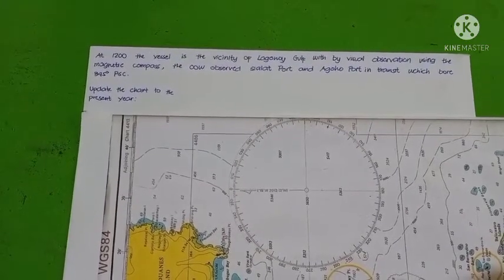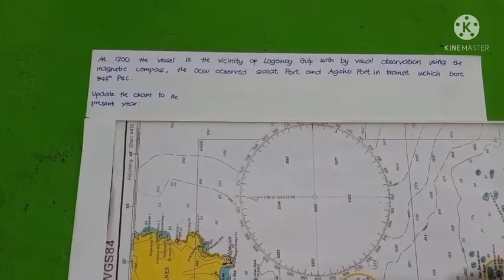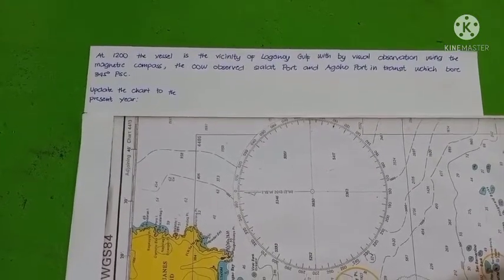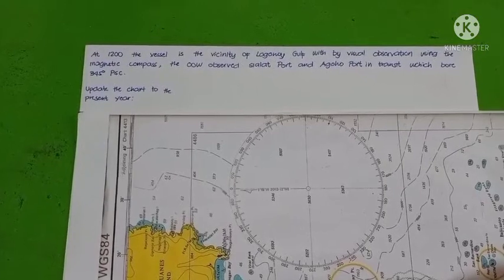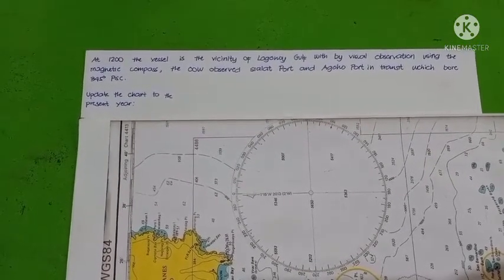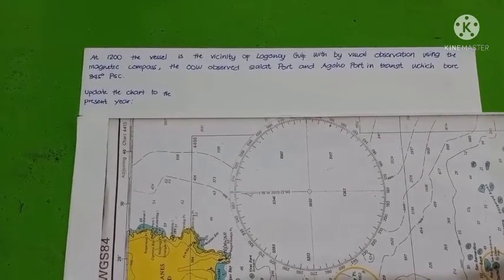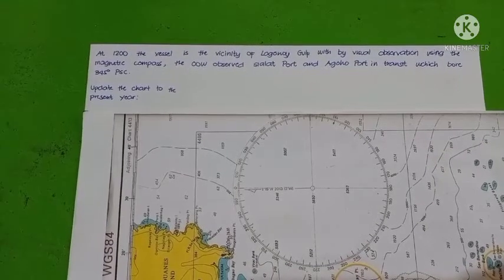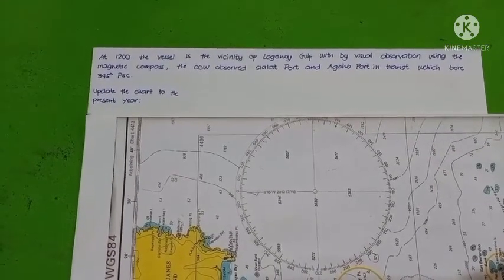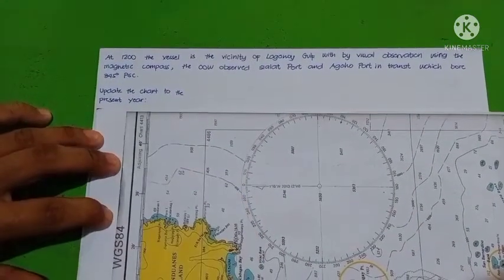At 1200 hours, the vessel is in the vicinity of Lagonoy Gulf. By visual observation using the magnetic compass, the OOW observed Sialat Port and Aguho Port in transit, which bore 345 degrees PSC. So the first thing to do is to update the chart to the present year.